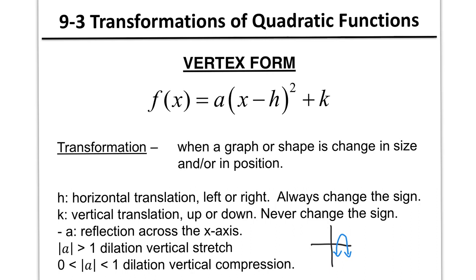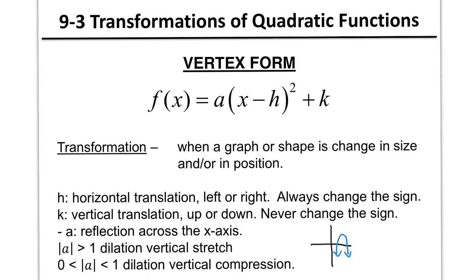All right, now the number a. Notice what I have here. The absolute value of a is greater than 1, and here I have the absolute value of a is between 0 and 1. Now this one tells you guys how wide open your parabola is. So when the absolute value of a is greater than 1, we say that's a dilation with a vertical stretch.